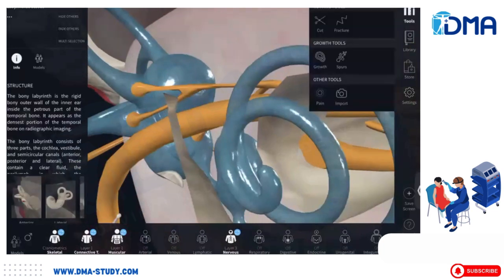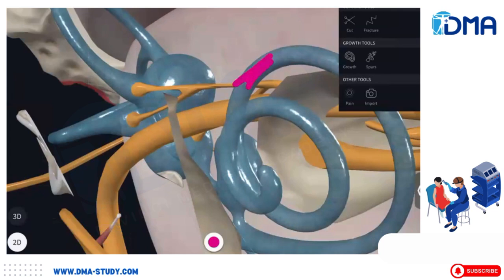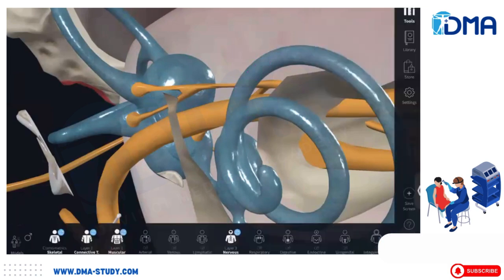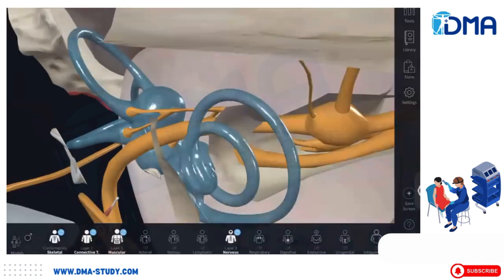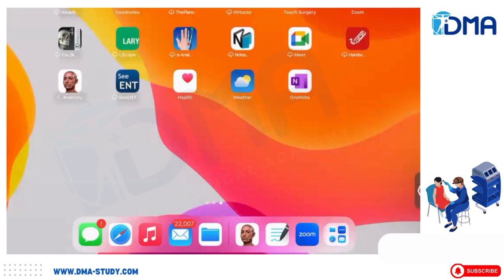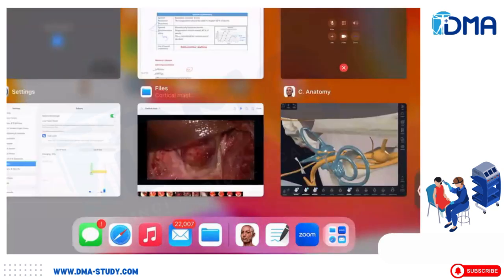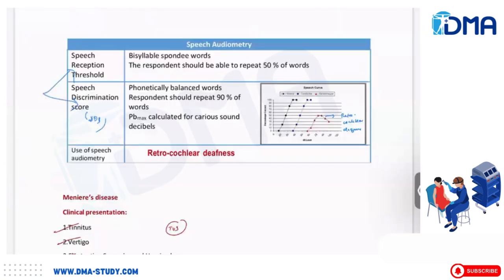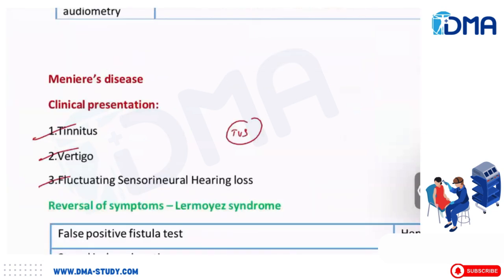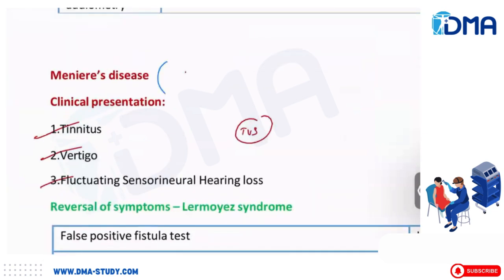So excess accumulation of perilymph fluid over the membranous labyrinth, and excess accumulation of endolymphatic fluid within the membranous labyrinth, is called Meniere's disease. So it is called endolymphatic hydrops.